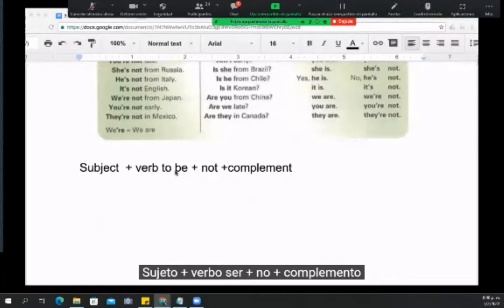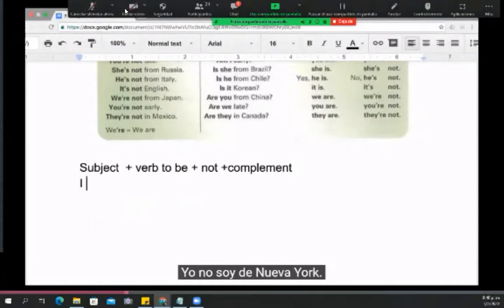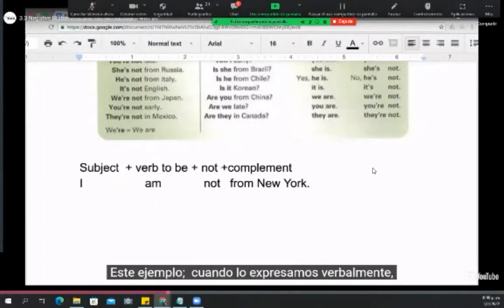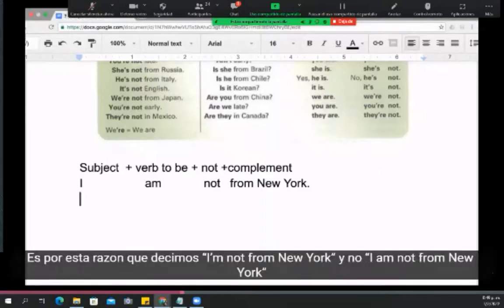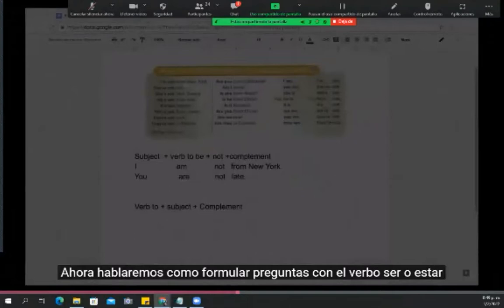Subject plus verb to be plus not plus complement. So let's try to make sense of this. I am not from New York. The example above, when expressed spoken, we will typically use contractions. So that's why we say, I'm not from New York, rather than I am not from New York. We make the contraction. Let me give another example. You are not late. Now, let me talk about making questions with be.